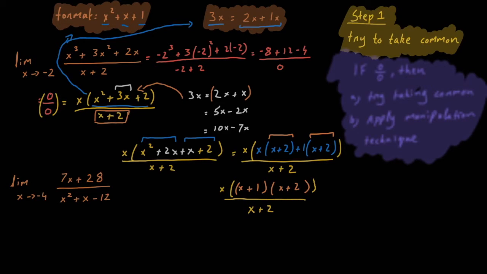Now here you can see that we can simply cancel off x plus 2 and x plus 2, and we will be left with x plus 1. Now if we substitute for it again, we will have negative 2 plus 1. So the answer is negative 1. Let's try solving for one more problem.